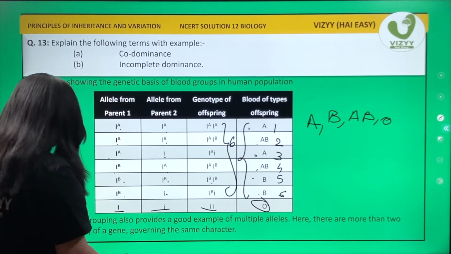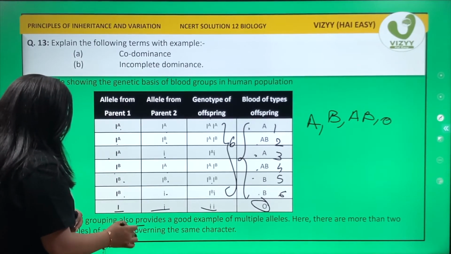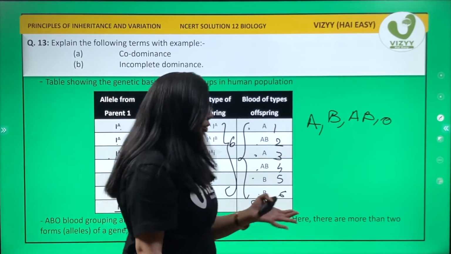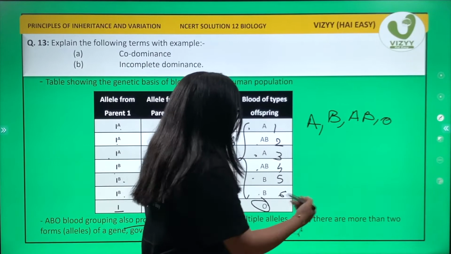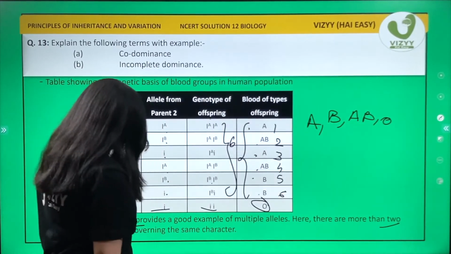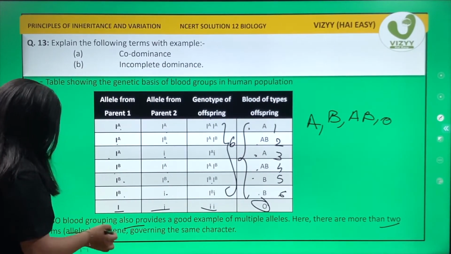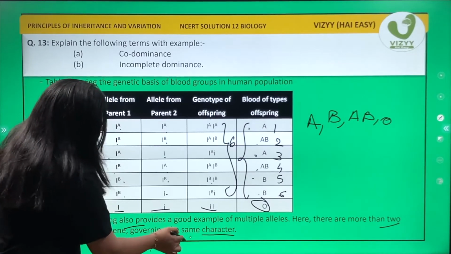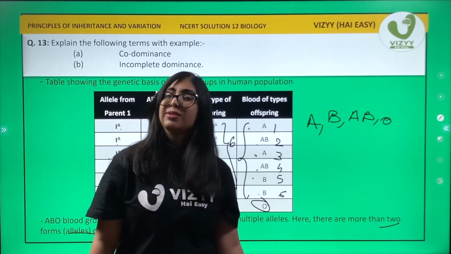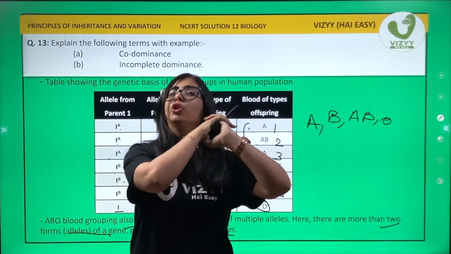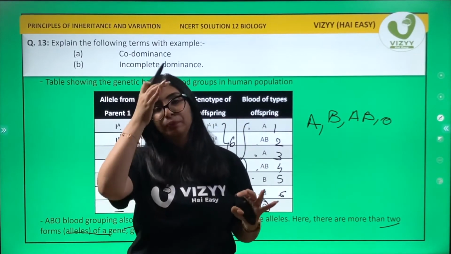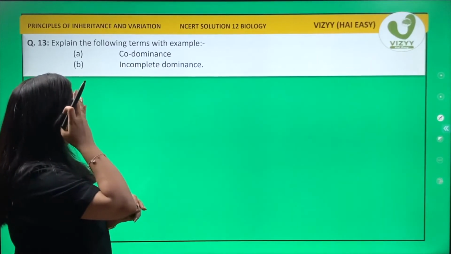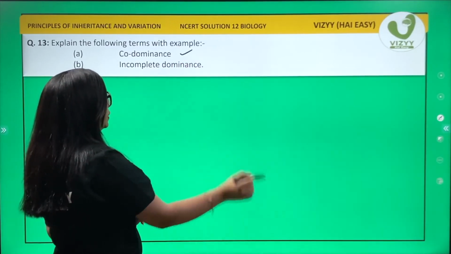So, ABO blood grouping also provides a good example of multiple alleles. Multiple alleles means more than 2 forms of genes are found governing the same character. So this is co-dominance. Both of them are expressed equally. Now, so we are done with co-dominance.